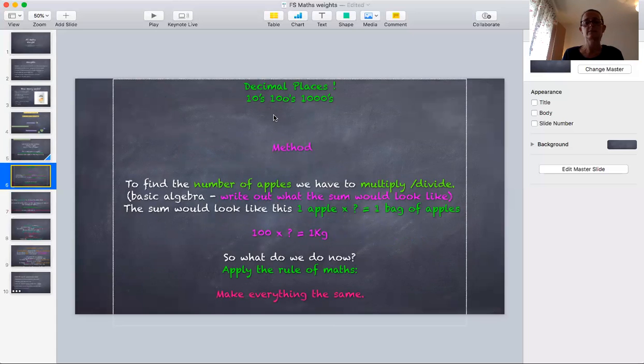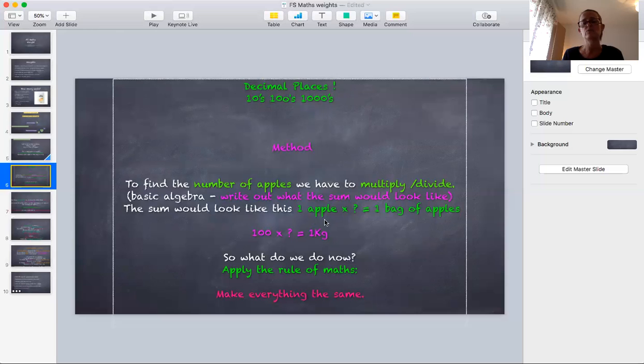Decimal places. To find the number of apples, we have to multiply and divide. Now, I'm going to introduce basic algebra here because I think it's something that you should be brave and do, and it will help you with all of your problems. You can add it to the method. Write out what the sum would look like. The sum would look like this: 1 apple times something, we don't know what that something is, equals 1 bag of apples. That's just basic algebra.